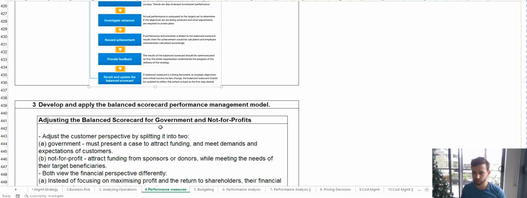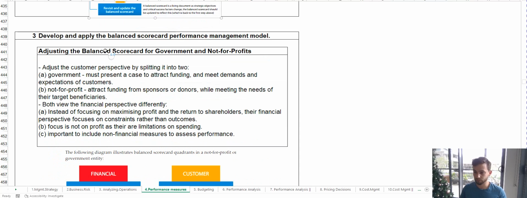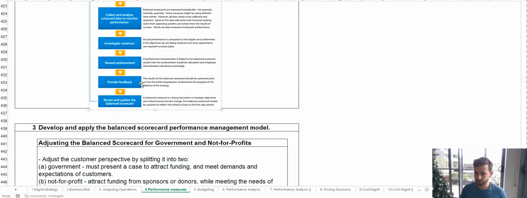You need to track it as well. And then finally, revisit and update the balanced scorecard. So go back and change, because your company's strategic objectives change over time, your success factors change over time, and the balanced scorecard needs to be updated over time as well. Just one more time, you probably don't need this for the exam, it's just for your own benefit.